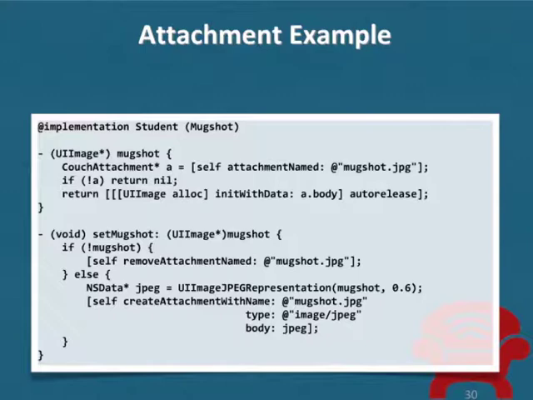The setter is pretty straightforward, too. If we're setting the mugshot to nil, like no image at all, then we call removeAttachment with the same name. Otherwise, we call UIImageJPEGRepresentation to get JPEG data representing that image. And then we create, or overwrite, the attachment with our name and pass in the content type, which is image/jpeg, and the data. And that's it.